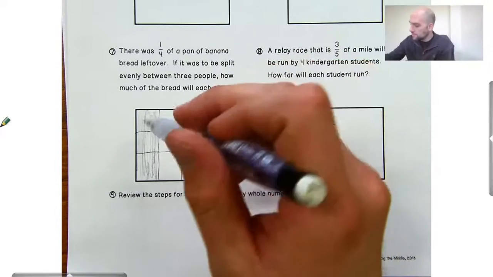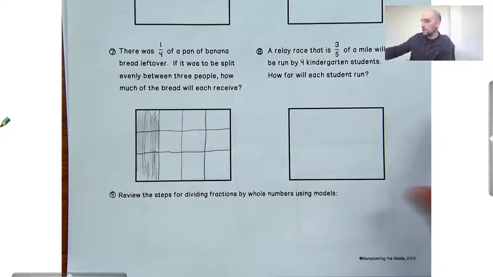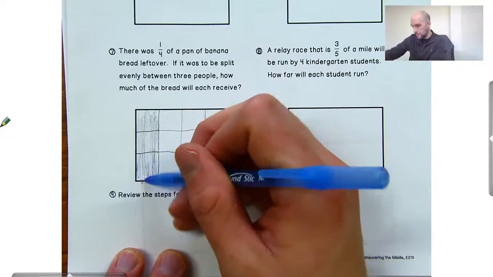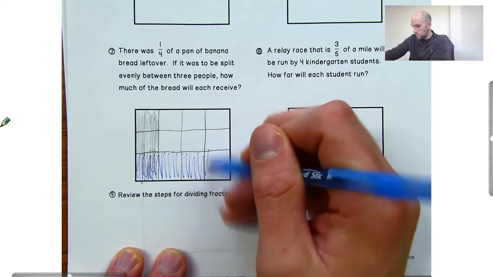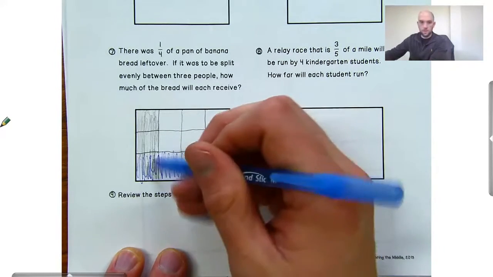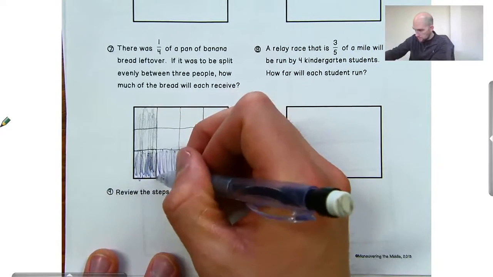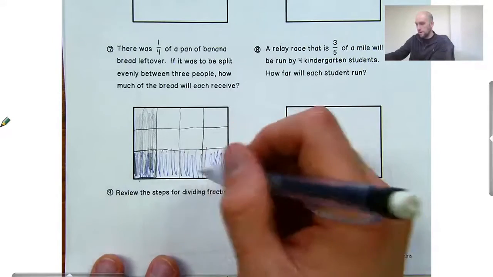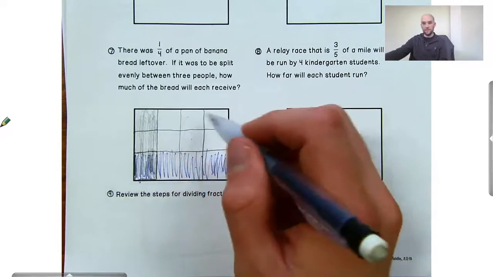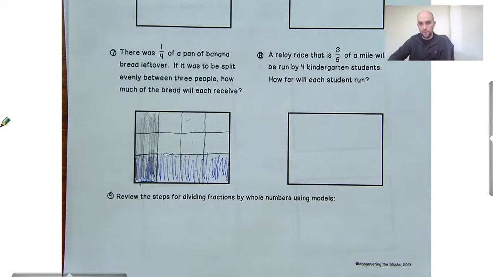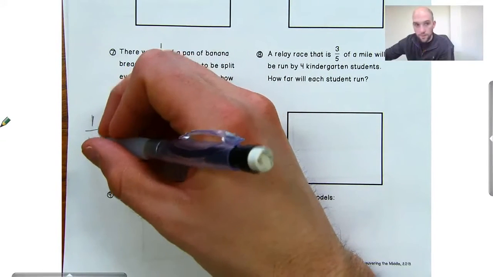So we have 1/4 divided by 3. So we know we need to make one of these thirds blue. And where it meets in the middle is right here, this section. And I have 1 out of 12. 1, 2, 3, 4, 5, 6, 7, 8, 9, 10, 11, 12. So I have 1 out of 12. So each person will get 1/12.